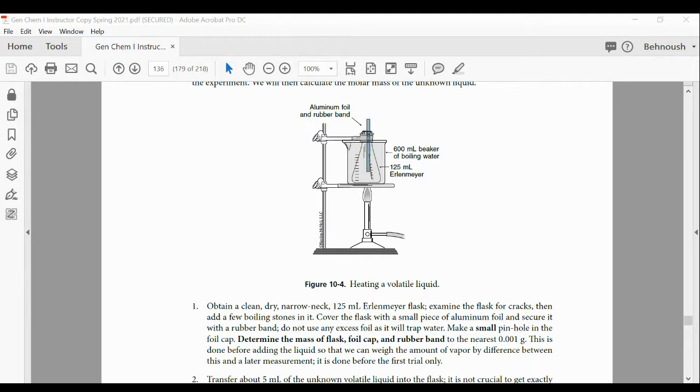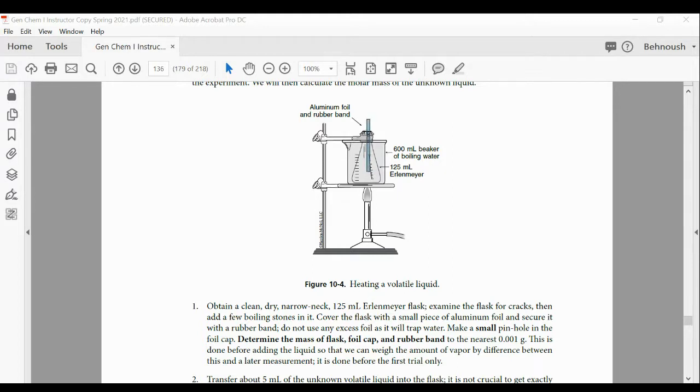So when the pressure is higher inside, as the vapor is produced, when the liquid changes to gas, too much vapor is going to increase the pressure inside. But since there is a pinhole there, vapor escapes. And how much of the vapor is going to escape? Until there is the same pressure inside the flask and outside of the flask.